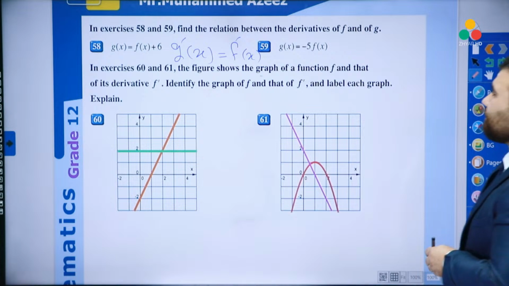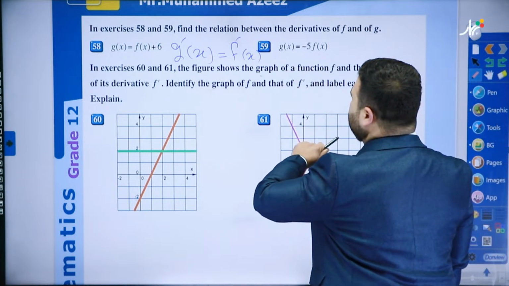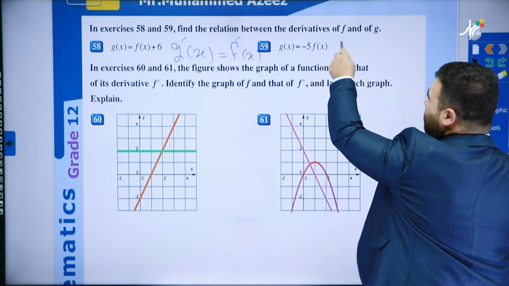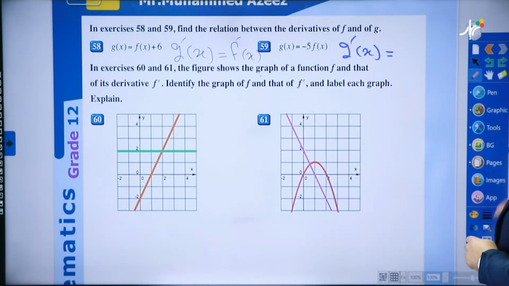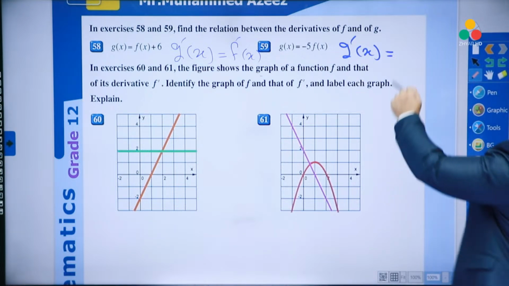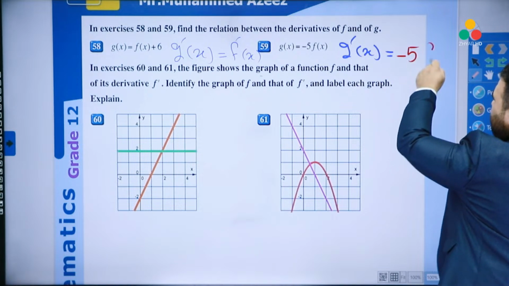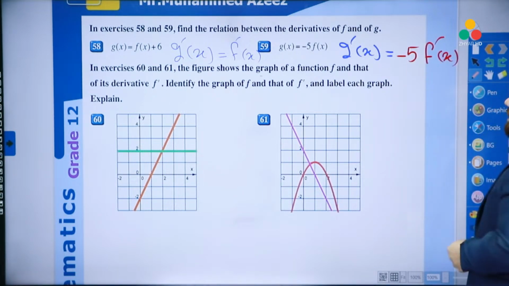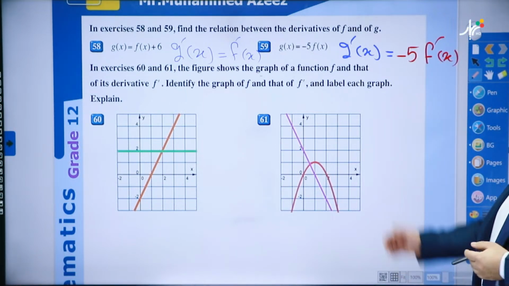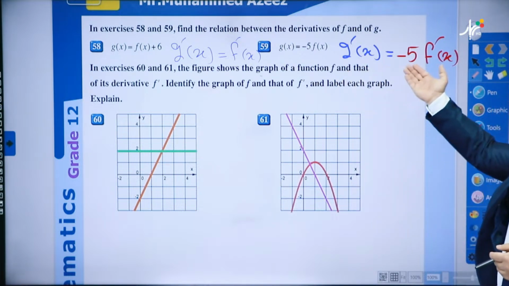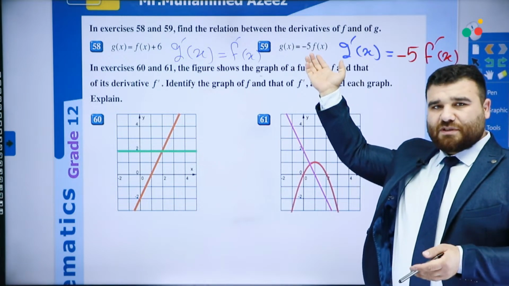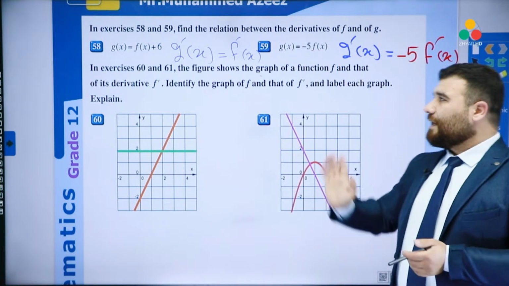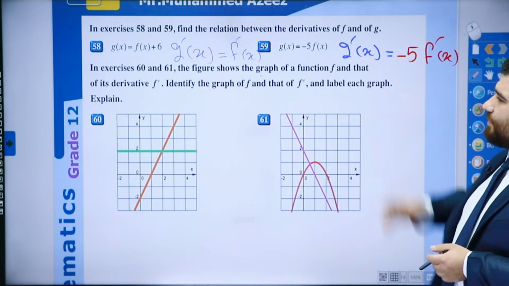Next question, 59. What's the relationship between these derivatives? If I take g prime here, g prime of x is equal to this negative 5 multiplied by f, it has no problem. It stays negative 5 then f prime of x. Now the relation between the derivatives of f and g is like this: g prime is equal to negative 5 times f prime. This negative 5 is a constant, so we don't consider it as multiplication or the product rule. The constant just stays, and the function is differentiated.